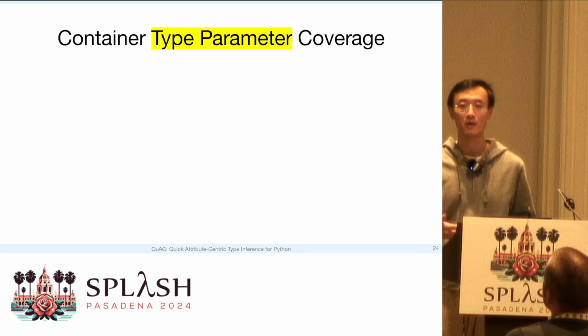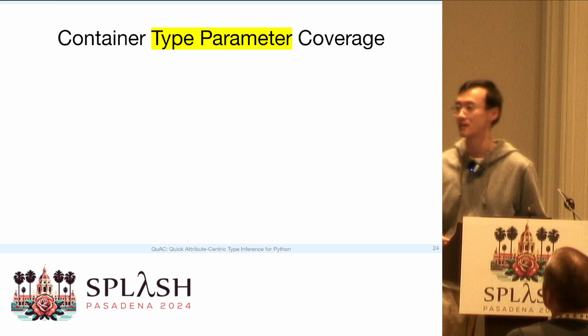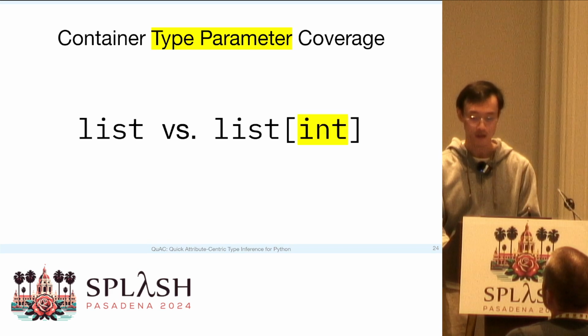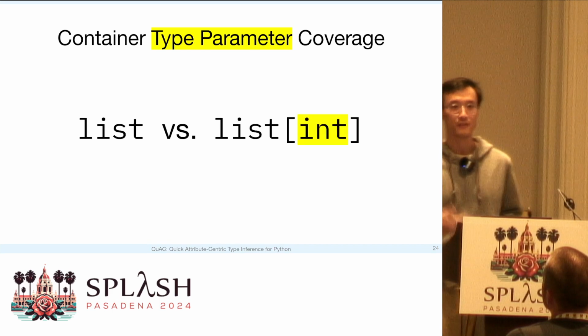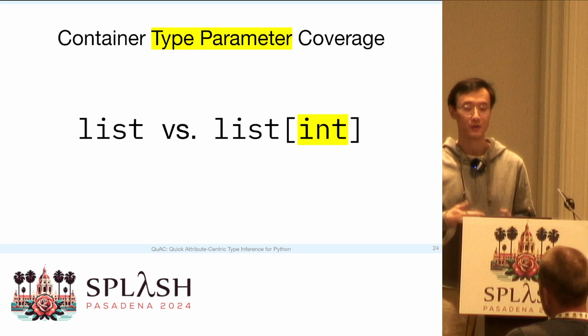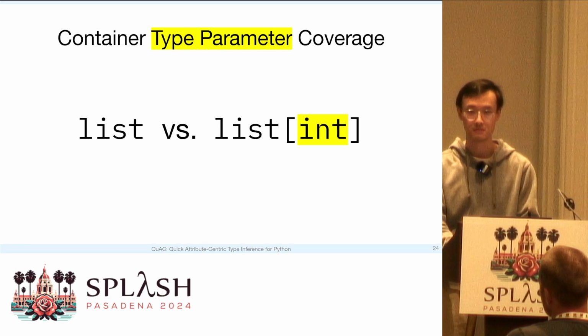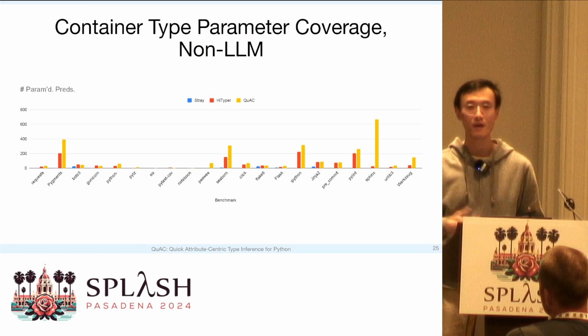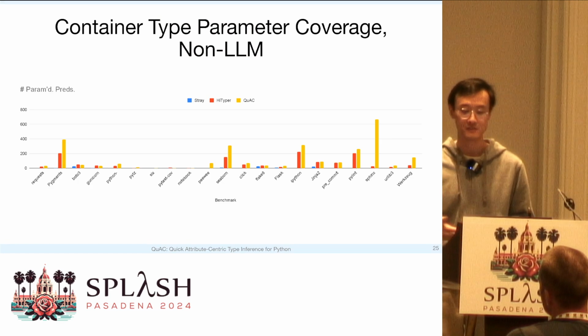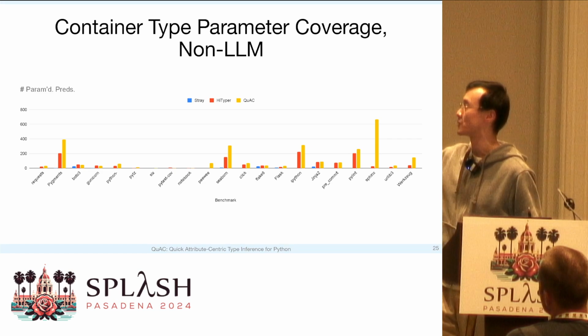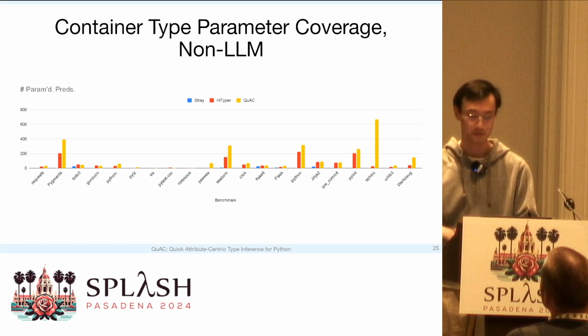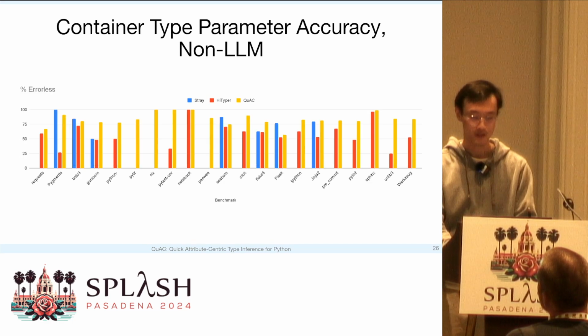Now, let's compare QuAC against the baselines in predicting container type parameters. So the annotation List[int], where we have the type parameter filled in, is much more useful than simply the class list, where we don't have the type parameter. When compared against the non-LLM methods, QuAC predicts many more type parameters on a majority of the benchmarks. And it also does so at a higher overall accuracy.